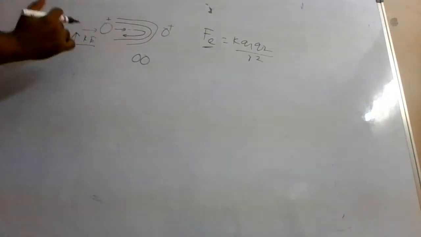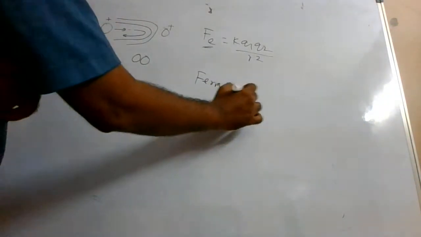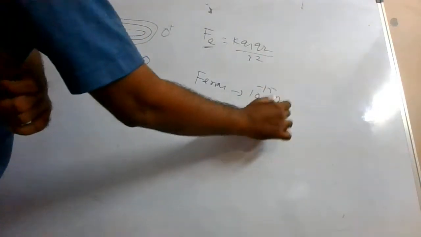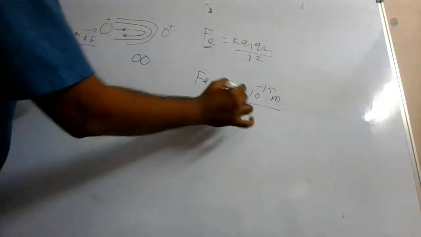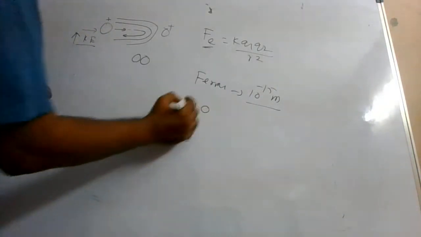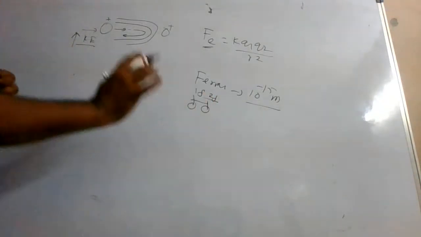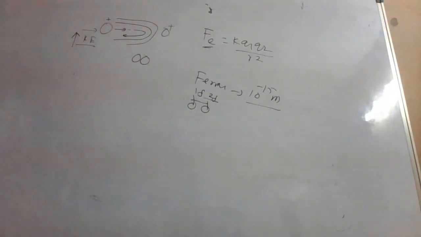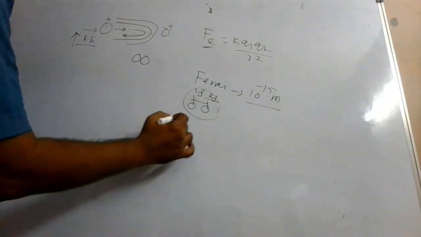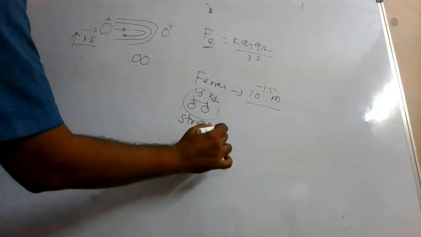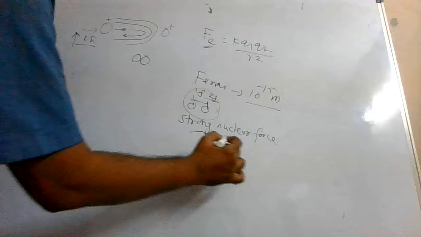And when the gap between them is in Fermi, which means 10 to the power of minus 15 meter, that is, the distance between the protons is in the order of 1 Fermi or 2 Fermi, in that range I have brought it. You know what will happen? Now the strong nuclear force will come into the picture. Nuclear forces will come into the picture.